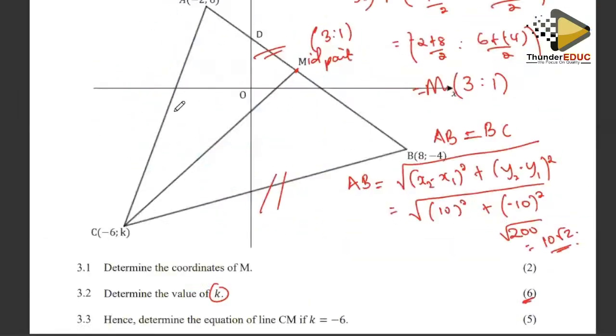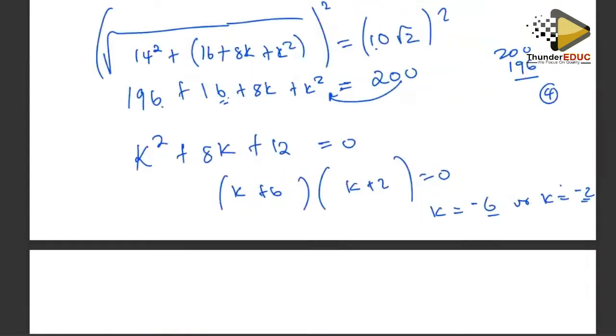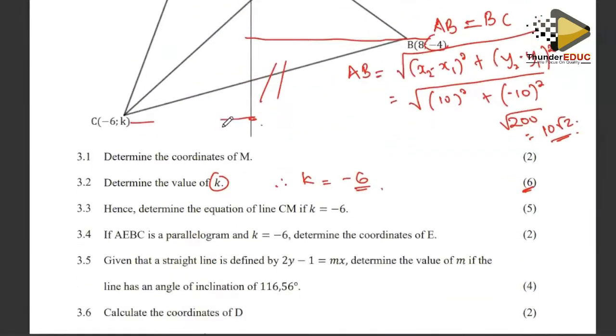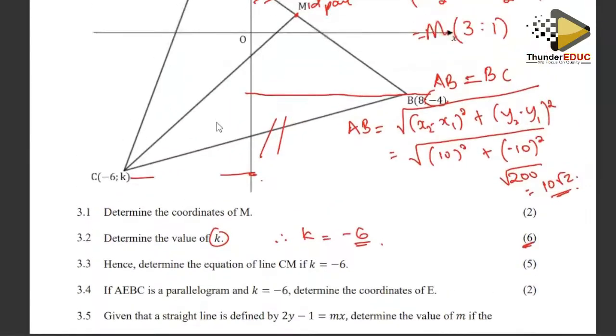So we need to confirm and see. We know that this y value is -4 here. There is no way this k can be -2, below the -4, meaning that our k needs to be -6. It cannot be this -2. All right, so we've decided and we got those 5 marks. Then hence or otherwise they want us to get the equation of CM if k is -6. Thank you for confirming that.